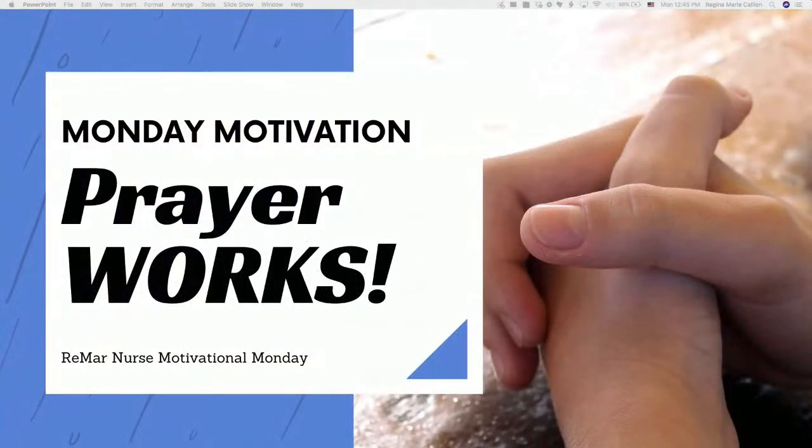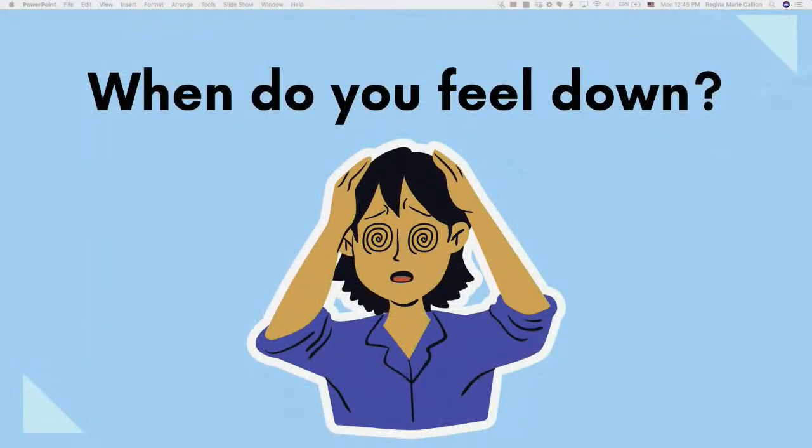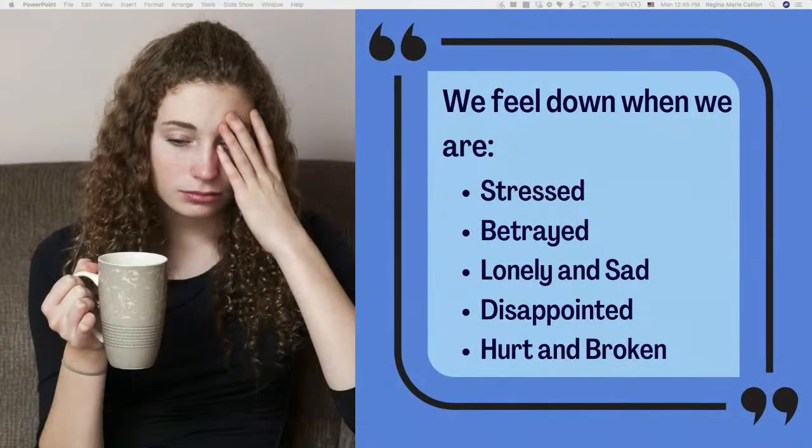So our motivation today is prayer works. Prayer absolutely works, especially when you feel down. And notice this week or the past week, if you had any instances where you felt down, and down could be many different things. Maybe you felt stressed. Maybe you felt betrayed. Maybe you felt lonely. Maybe you felt sad about something. Somebody disappointed you.